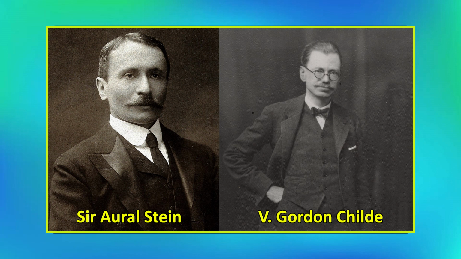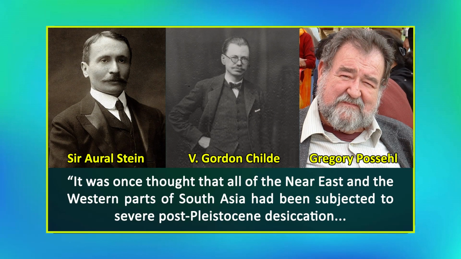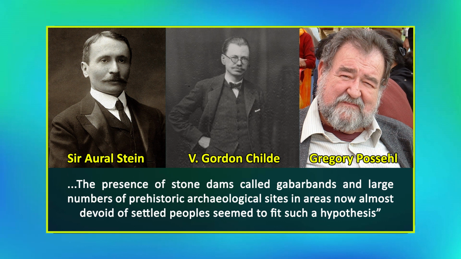Based on the work pioneered by Sir Aurel Stein and the writings of V. Gordon Childe, says Possehl, it was once thought that all the Near East and the western parts of South Asia had been subjected to severe post-Pleistocene desiccation. The presence of stone dams called gabarbands and large numbers of prehistoric archaeological sites in areas now almost devoid of settled people seemed to fit such a hypothesis.